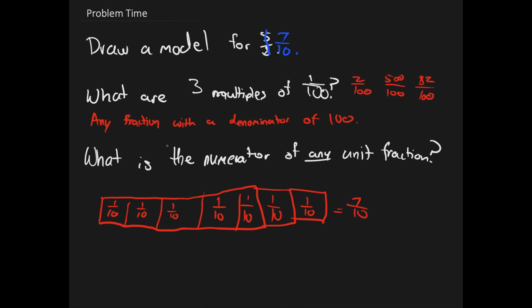The last one is the most simple one out of them all, I think. What is the numerator of any unit fraction? The answer is 1. These are unit fractions because they have a numerator of 1. These are not unit fractions because they have a numerator of 2, or 582. This one is not a unit fraction because it has a numerator of 7. If that was 1/10, it would be a unit fraction. So what is the numerator of any unit fraction? 1.